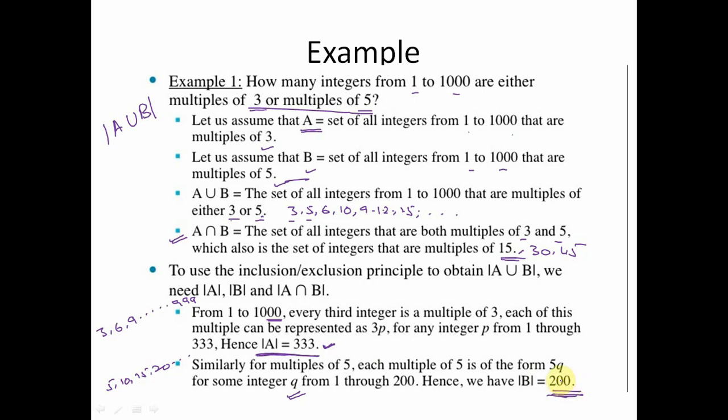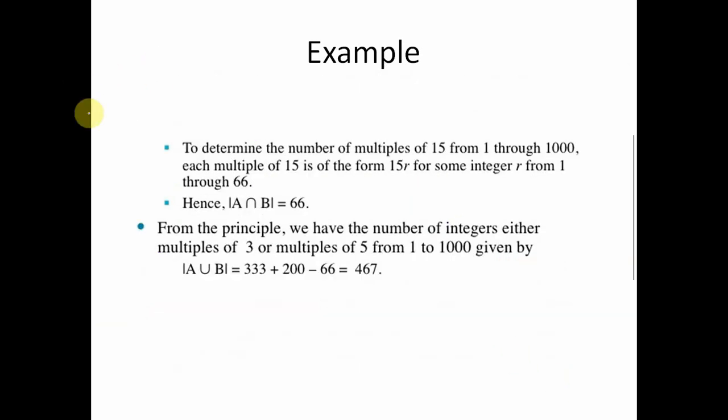Then we have to find out the number of multiples of 15. See, the numbers which are divisible both by 3 and 5 are 15, 30, 45, 60, and so on. They are all multiples of 15. So every 15th element is divisible by 15. So the number of such elements will be 66. So this is A intersection B.